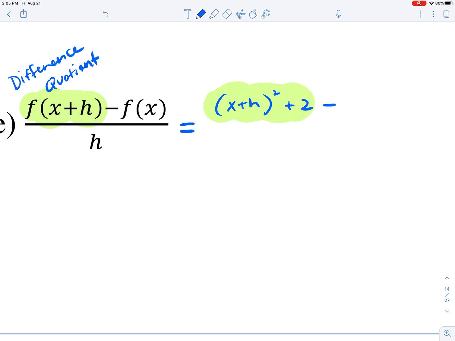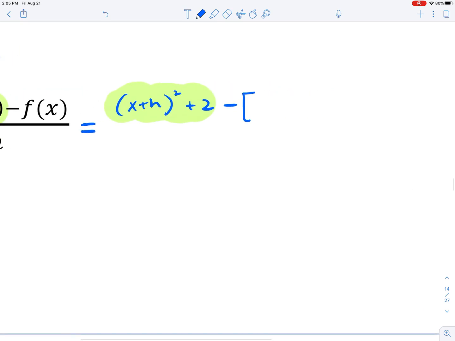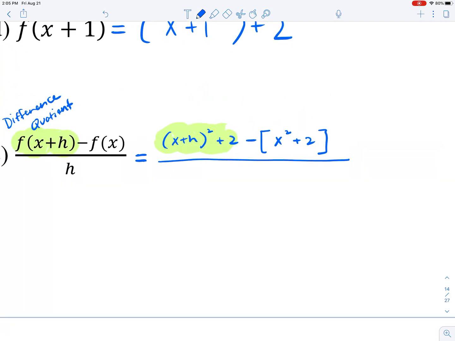Minus the function f. So I'm going to use brackets, or you could use any grouping symbol. So minus x squared plus 2, because you're subtracting the whole function. So that would be this part right here. And then all divided by h. And we could simplify that. We could distribute the negative. We could multiply the x plus h squared out.